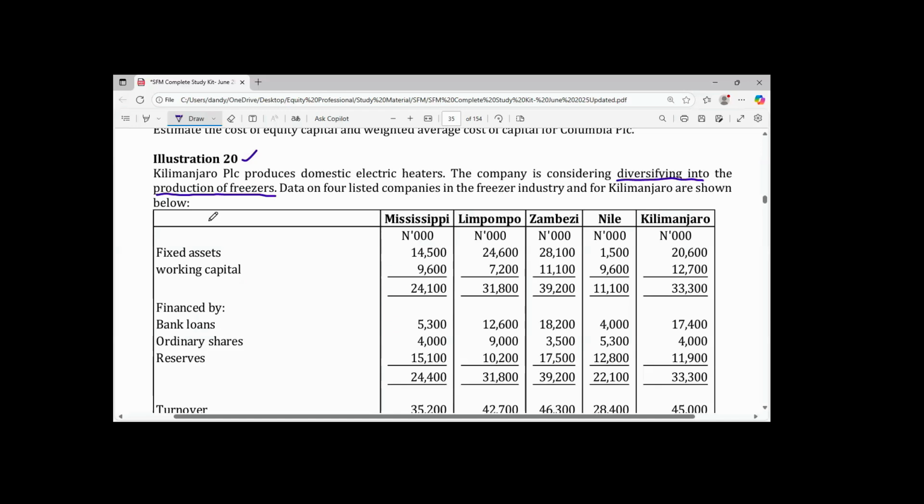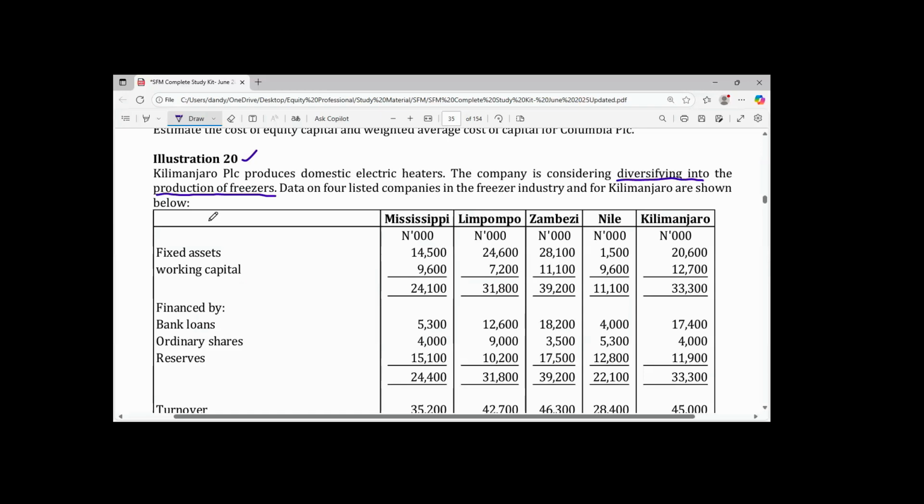So the first step is to identify the proxy beta. I will ungear the beta if it is geared. I will re-gear. I will calculate cost of equity using CAPM. Then I will calculate project-specific WACC. It's as straightforward as that, all right?